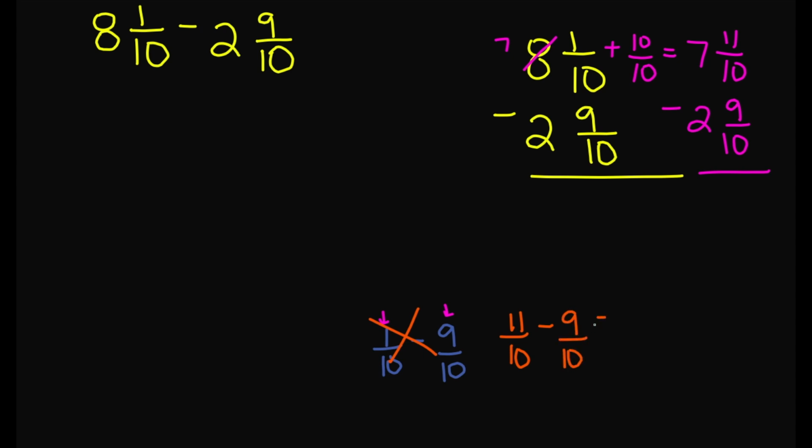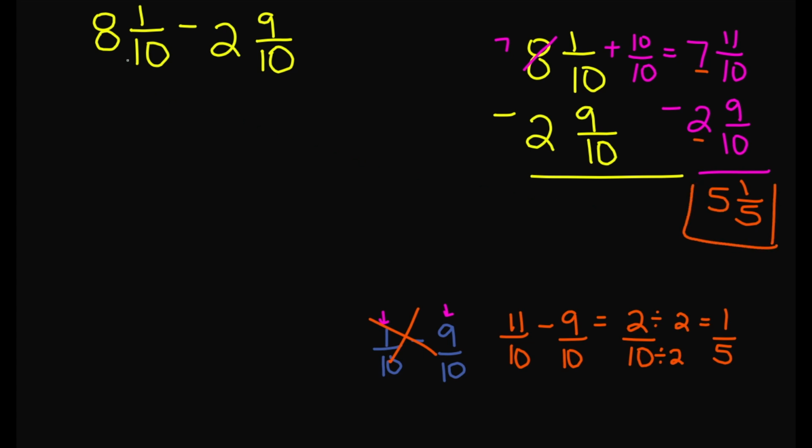11 minus 9 is going to equal 2, and that's going to be over 10. I can simplify my 2 over 10 by the number 2. So in my numerator I get 1, and in my denominator I get 5. So your answer here is going to be 1 over 5. And then when you subtract 7 minus 2, this is going to equal 5. So your final answer here is 5 and 1/5.